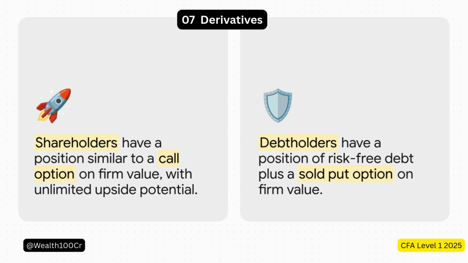Now, what about the lenders? Their position is like selling a put option. Their profit is limited. They just want their loan money back with some interest. But if the company fails, they are at risk of losing their money too. See, our simple balancing act helps us understand the risks and rewards for everyone.